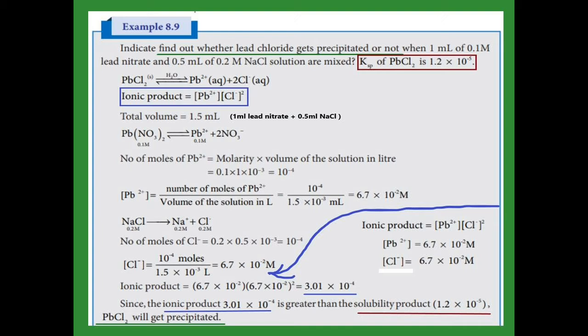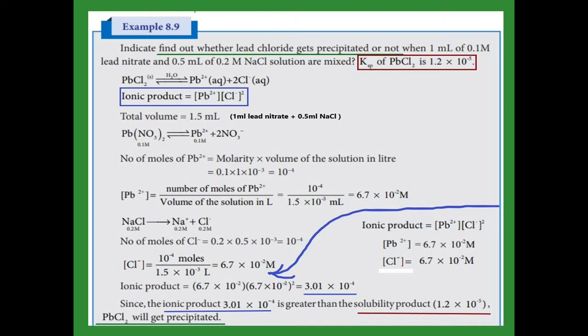After calculating, we get the concentration of Cl⁻ as 6.7 × 10⁻² molarity. Now, in the blue box, we put the ionic product, which is equal to the concentration of Pb²⁺ times the concentration of Cl⁻. The concentration of Pb²⁺ we already got is 6.7 × 10⁻² molarity, and the Cl⁻ concentration is also 6.7 × 10⁻² molarity. Putting these values in the ionic product, we get the answer as 3.01 × 10⁻⁴.